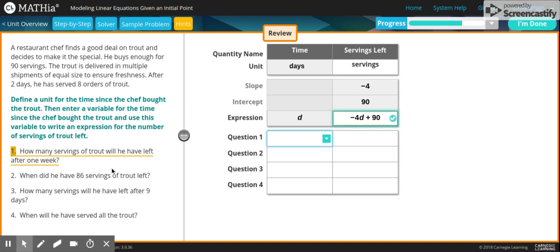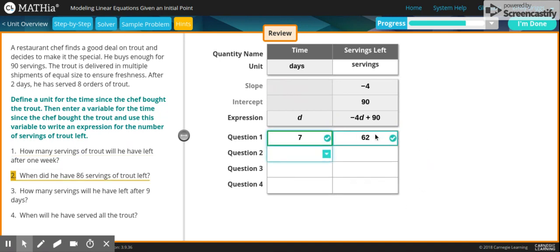So how many servings of trout will he have left after 1 week, which is 7 days? And it already enters in this one. When did he have 86? After 9 days. I like to enter in all the ones that they already give you.